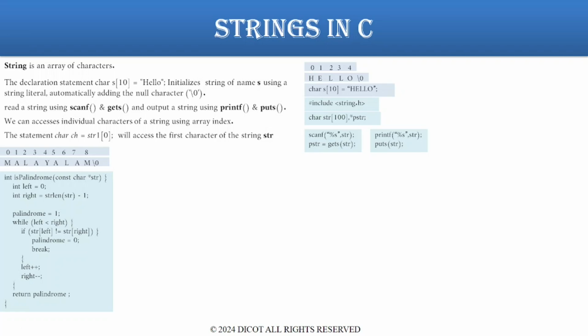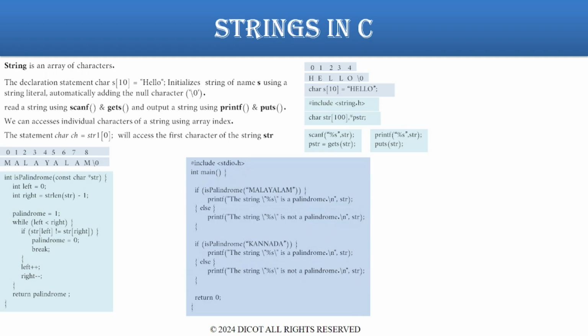Now let's use this function in our program. In this program, the main function calls the function is palindrome with Malayalam in the first case and Kannada in the second case. For string Malayalam, is palindrome function will return 1 because string Malayalam is a palindrome. For string Kannada, is palindrome function will return a 0 value because string Kannada is not a palindrome. The output of this program is: The string Malayalam is a palindrome. The string Kannada is not a palindrome.